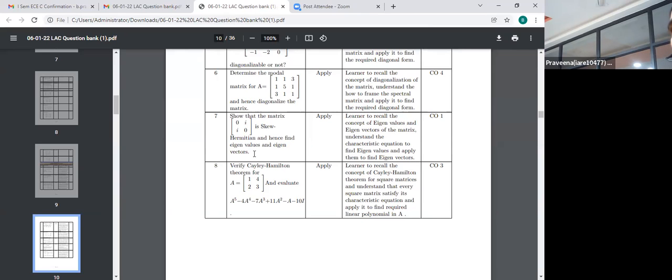Next, seventh question. Show that the matrix 0, i, i, 0 is skew Hermitian and hence find eigenvalues and eigenvectors. It is also a 2 by 2 matrix. First verify whether it is Hermitian or not. What is the condition for the Hermitian matrix? Anyone tell me the answer for that? Listen, all of you. Hermitian matrix means what? What is the formula for the Hermitian? Is it audible, ma? Hermitian means what? A power theta is equal to what?